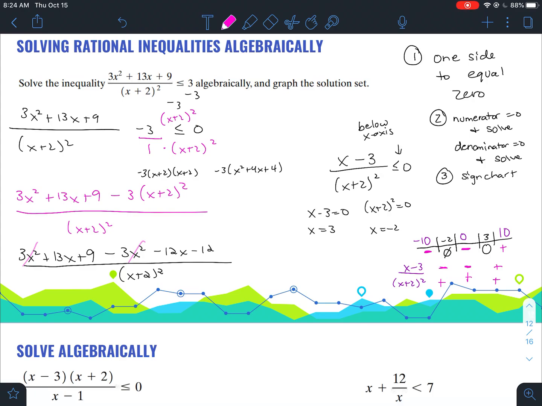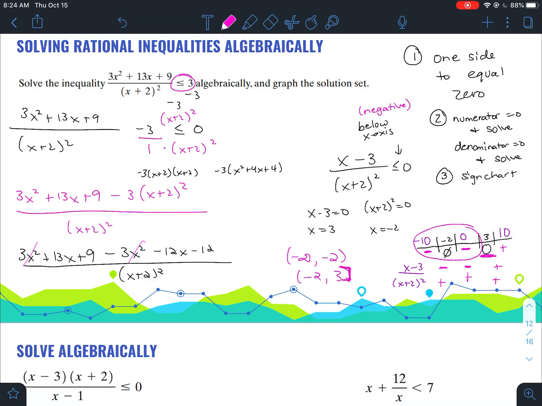So where is this graph below the x-axis, or where are the y values negative? Well, the y values are negative here. So they're going to be, and they don't exist at negative 2, so I can't include negative 2. So they're going to be negative from negative infinity to negative 2, and then in between negative 2 and positive 3. And I want it to be less than or equal to 0. It's equal to 0 at 3, so this is going to get the hard bracket.